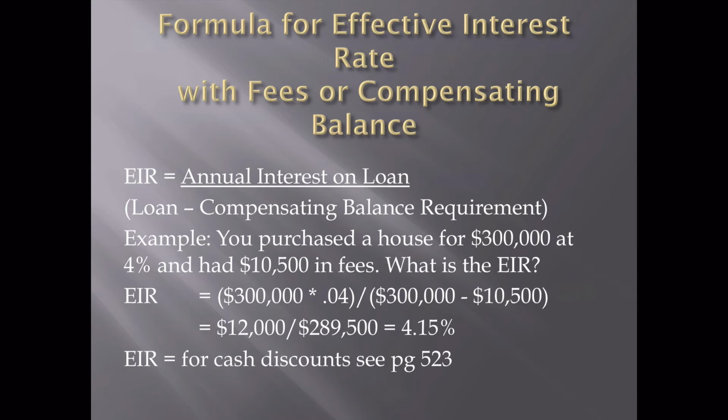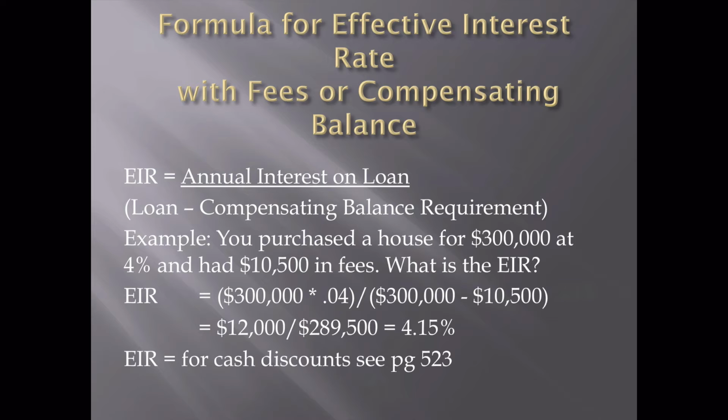The second example is for the annual interest on a loan. It's the same thing with a compensating balance. I have both examples in here for you. But if we were to consider the compensating balance as fees, we have the example below. So if we purchased a house for $300,000 at 4%, and we had to pay $10,500 in fees, we're actually paying more than 4%. So the effective interest rate on the loan is 4.15%.